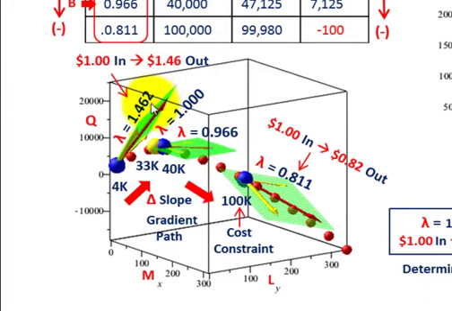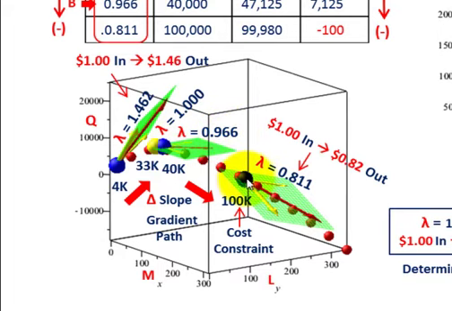Okay, so this is where we have our steepest slope. What we're looking at is really the slope. It's going up, and then as we move up along our gradient path, it starts going down. So at 33,000, we have our Lagrangian at 1. Then moving up to our next point, I've set the cost constraint at 40,000. That is, we can spend a maximum of 40,000 for material and labor. This is where the Lagrangian goes down to 0.966.